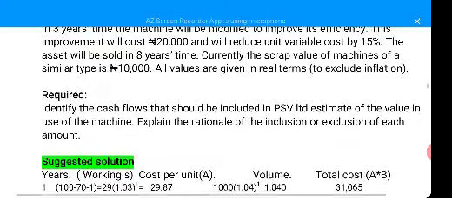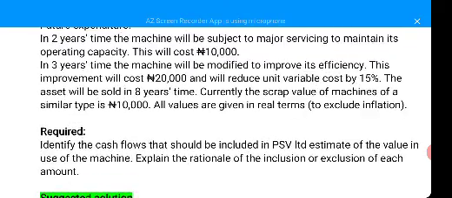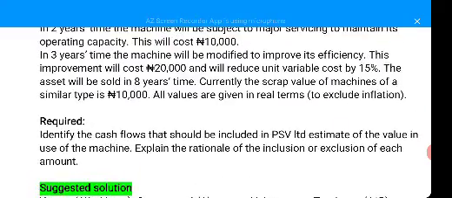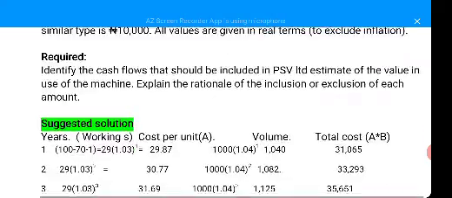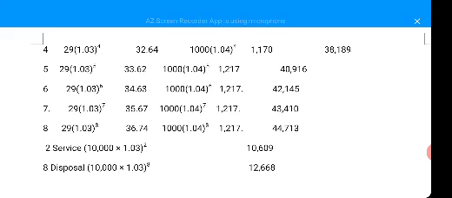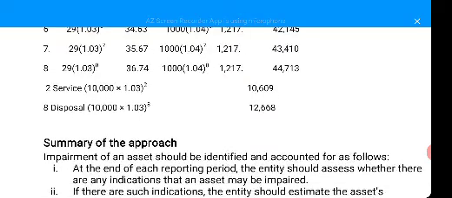While in year 8 we are told that we have a scrap value. Scrap value is your future cash inflow. And we are told that all these figures are excluding inflation. That's the reason why we look for the future value at year 8 when we inflate it. So when you inflate the figure, you will have 12,668 naira.